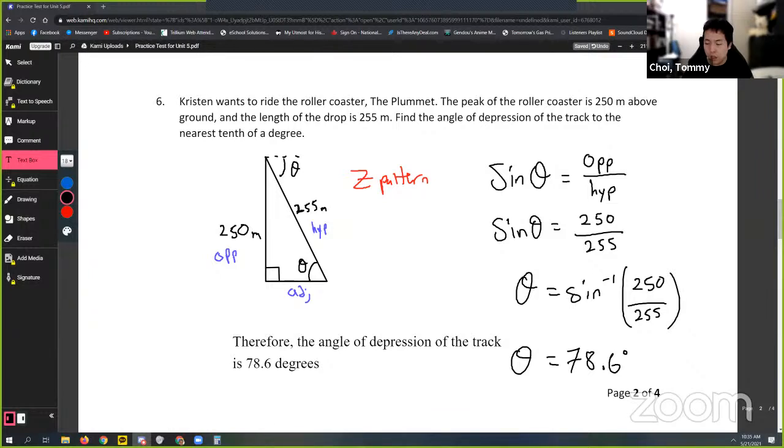Any questions about how to set this up or how we solved it? Once again, with a lot of these word problems, the difficult part is drawing it and setting it up. Once you have that, the math is a lot easier than you think, right? It was complicated at first because you're learning the new sine, cosine, tangent buttons and sine inverse, cosine inverse, tan inverse. Well, once you get comfortable with it, it's not too bad as you go through it, right?